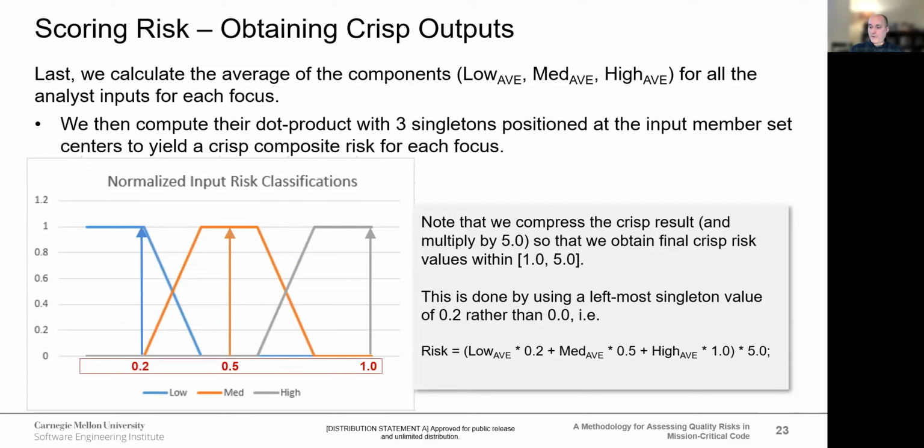Finally, CREW combines all the components, that is low, medium, and high, by averaging them for each focus. Then a CRISP composite risk score is computed for each focus by taking the dot product of the 3 average values with 3 singletons, as shown here.